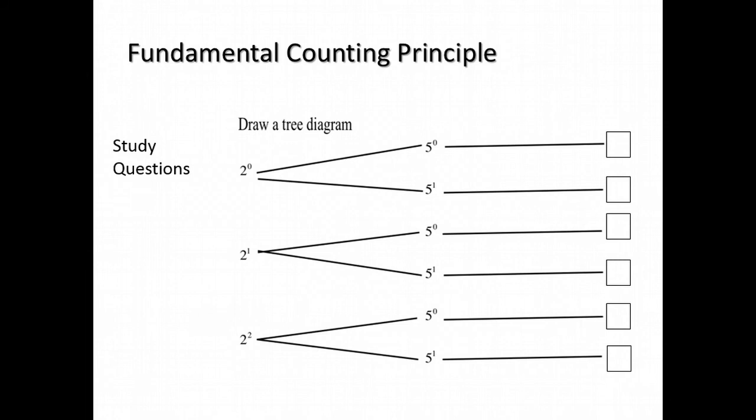If you follow the tree diagram from the left to the right, you'll see 2 to the 0 times 5 to the 0 will give us our first factor of 20, which is 1. And we could do that for each branch of the tree diagram to get all 6 factors of 20. So let's pause the tape and follow the tree diagram and fill in each of the boxes.